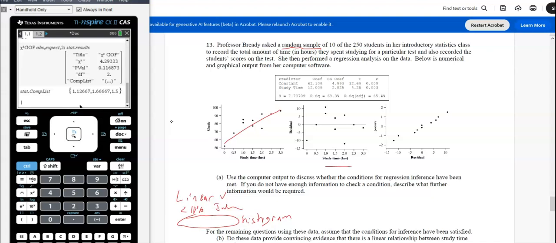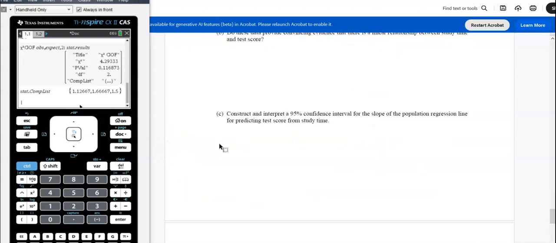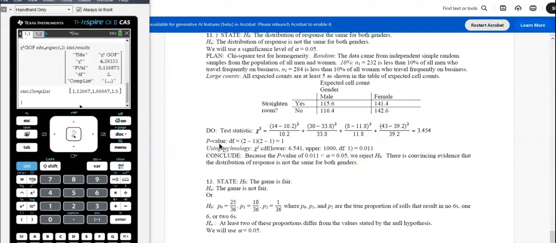E is equal distribution. That looks about right. Above and below looks somewhat equally distributed. And R, random sample, we kept that. Let's see what they said for 13 for part A, for how they said it here for that one.